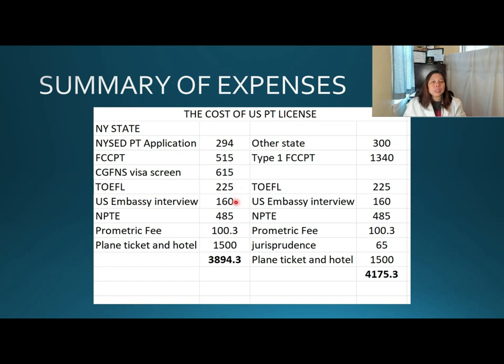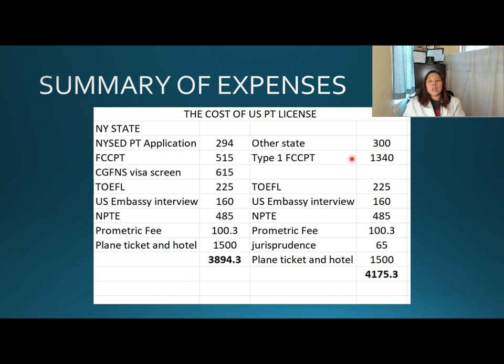Embassy interview is $160, the NPTE is $485, the Prometric fee is $100.30, the plane ticket with hotel accommodation, rough and modest, is $1,500. So you are at like $3,894, so close to $4,000, okay? So that is for New York State.